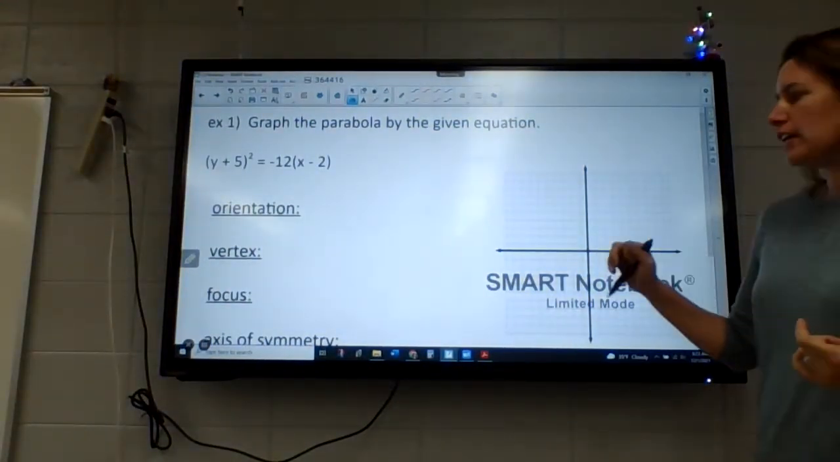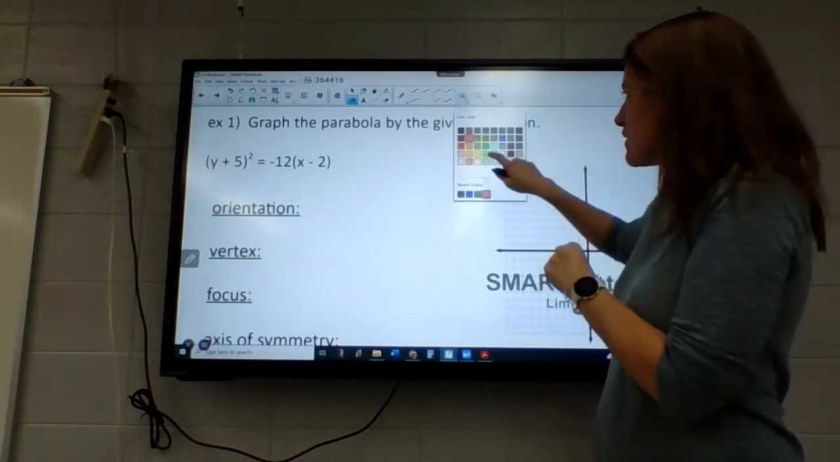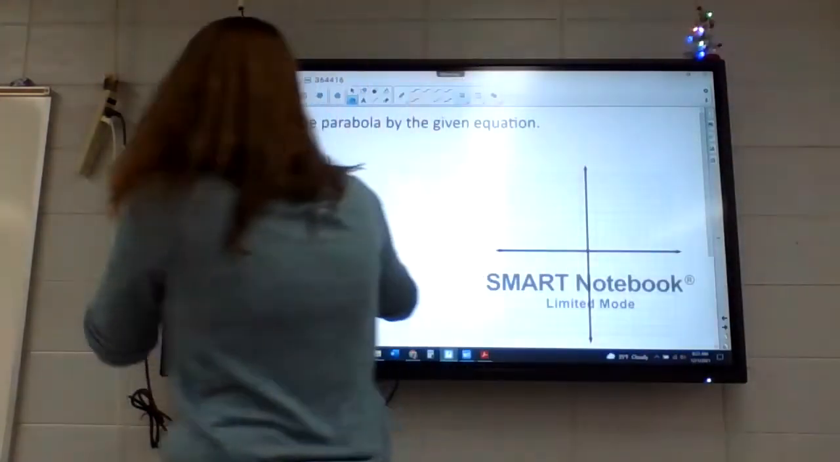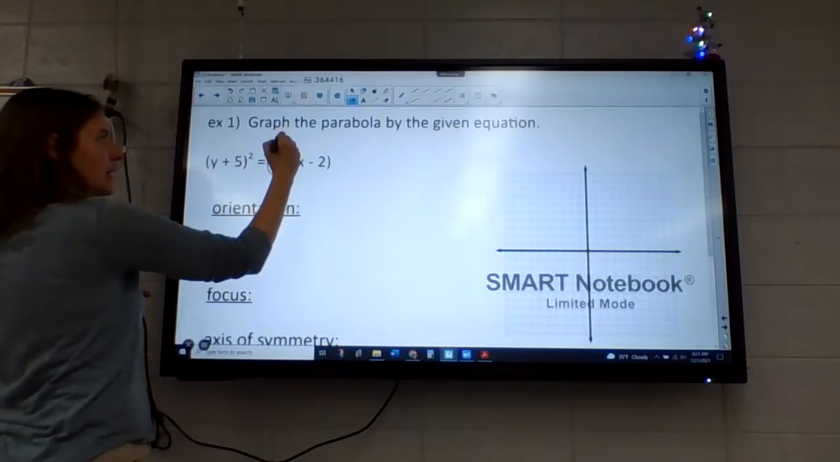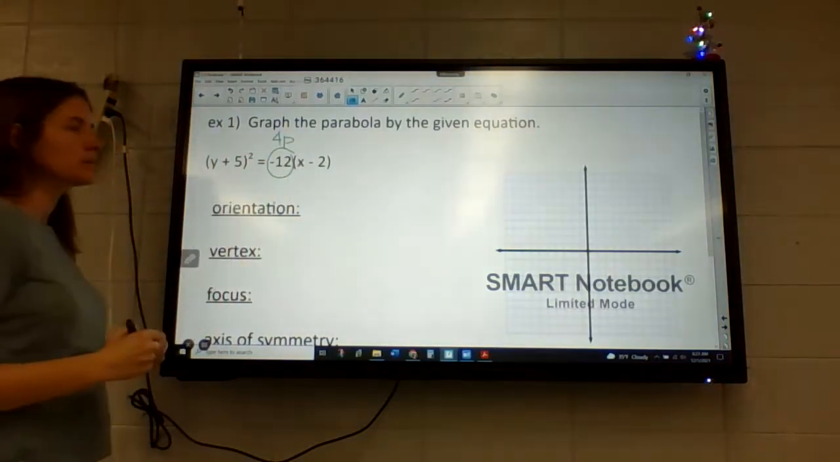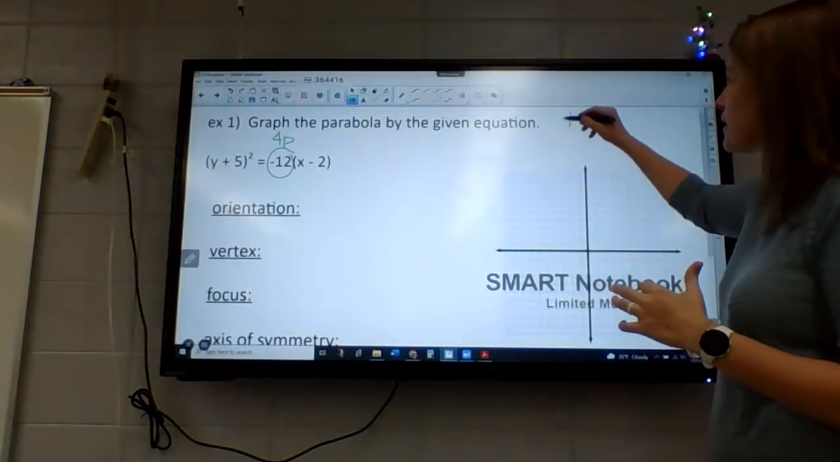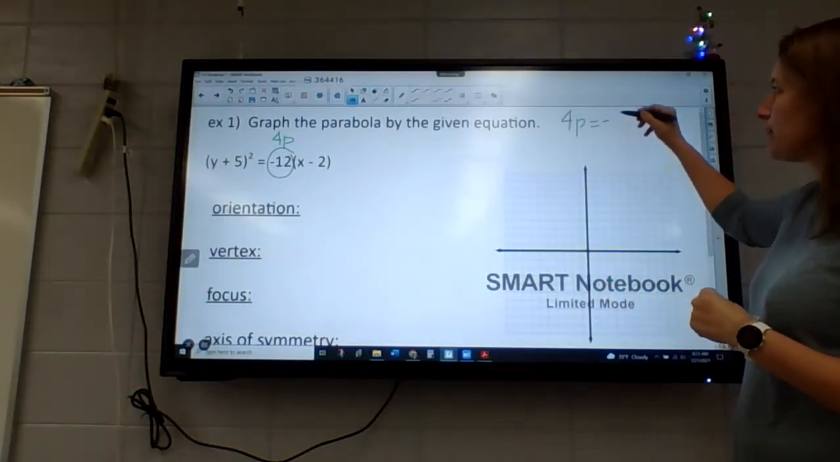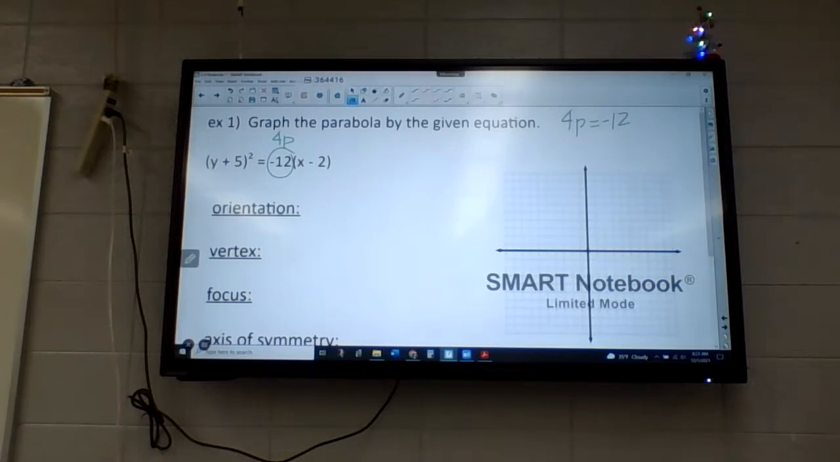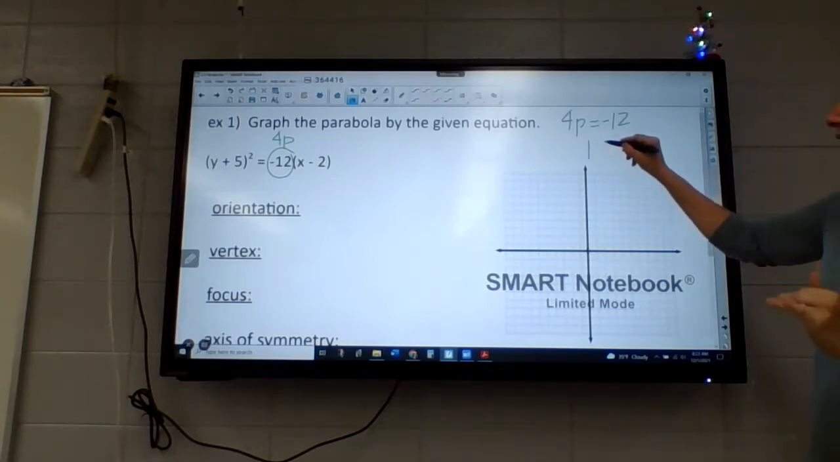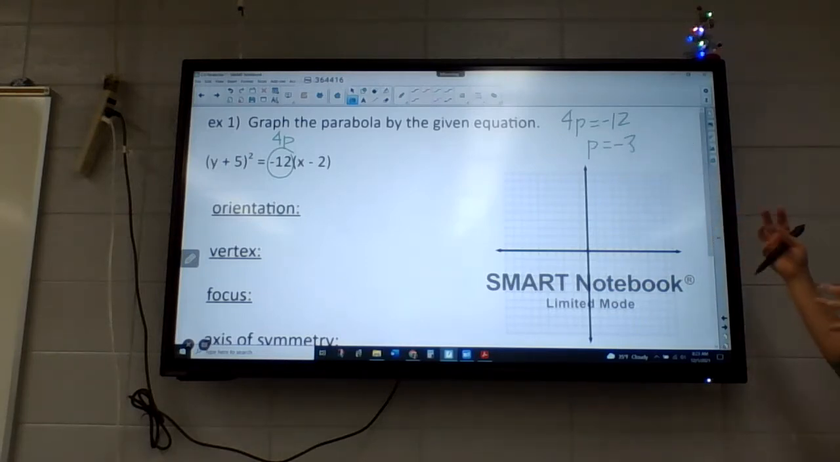So what you're looking at here, I've heard a few different answers, so I'm not going to say quite yet, but so we look at this. This is technically our 4p. So our p value, we have to figure that out, that 4p equals negative 12. So in order to solve that, we find out p is negative 3. And again, we'll use that throughout this problem, so that's why I wanted to make sure I knew what that was going into this.